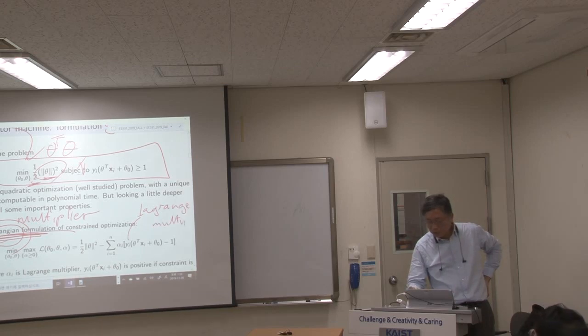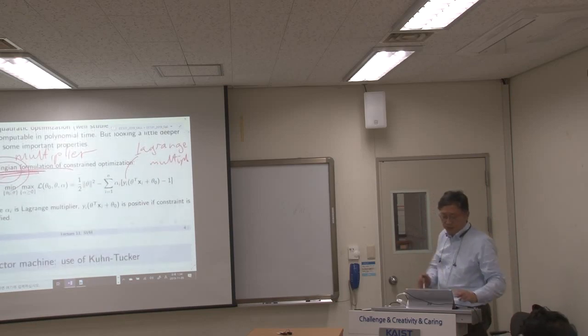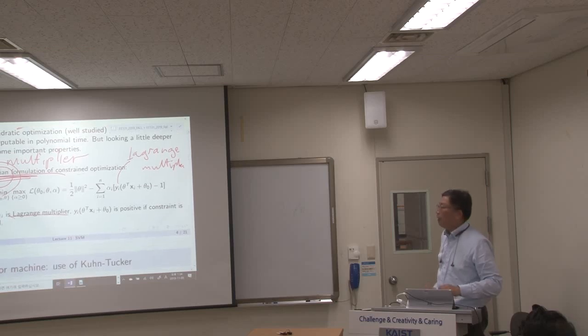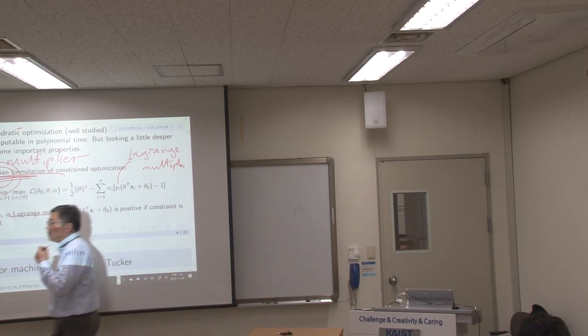And how many multipliers do I have? N number. Okay. Oh, here it is. Lagrange multiplier. And this problem turns into a min-max problem.